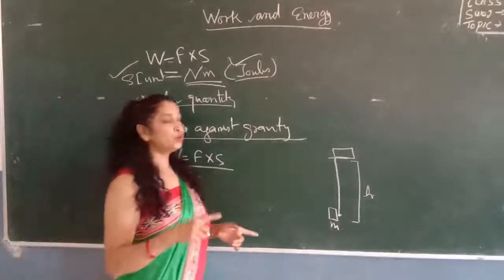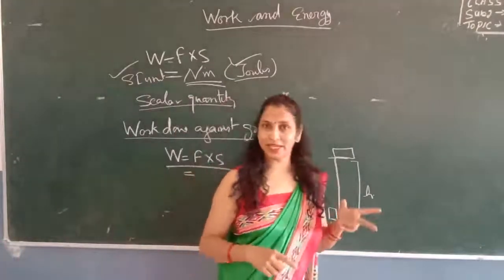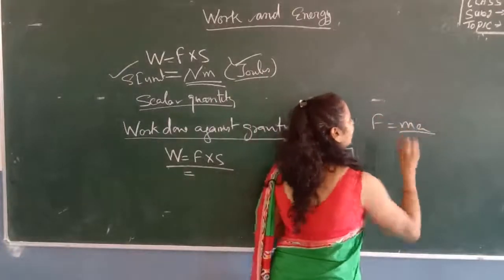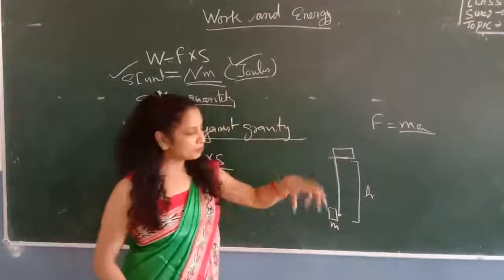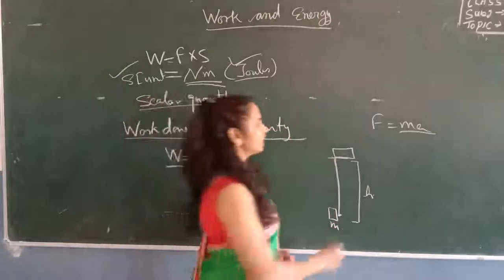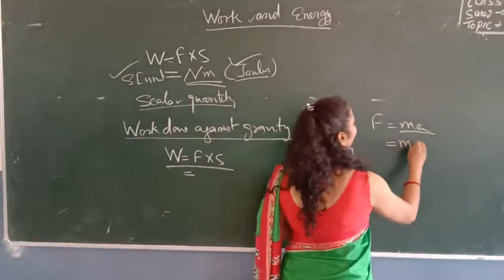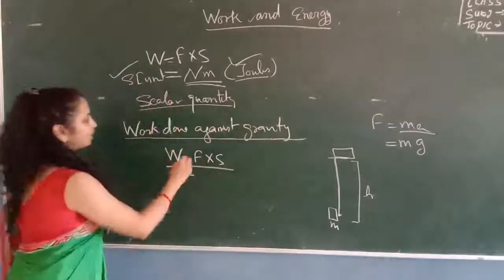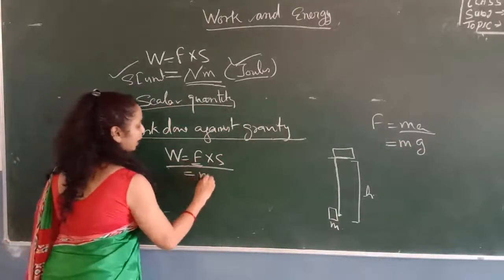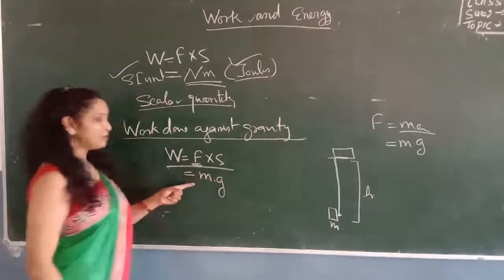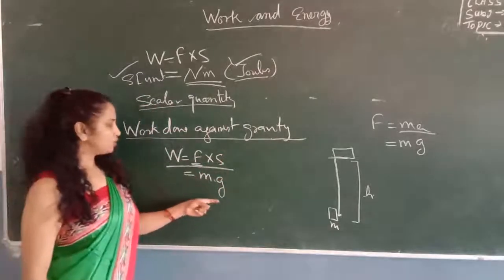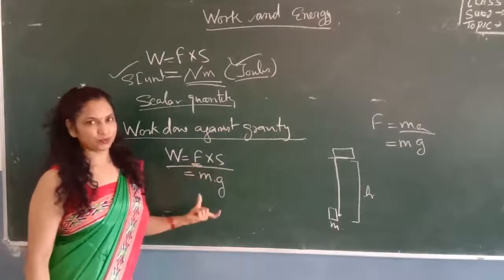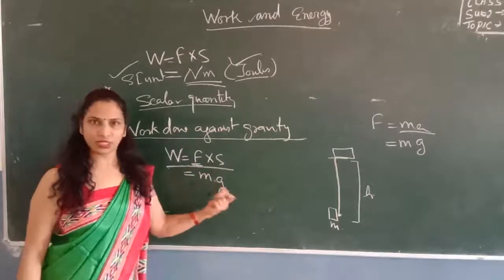Now we have to go into Newton's second law. We know that F is equal to m into a. If you move something against gravity, the acceleration will be equal to the acceleration due to gravity, that is m into g. So we can write the value of F is equal to m into g, where m is the mass of the brick and g is the acceleration due to gravity. So we are applying Newton's second law, F is equal to m into a, or m into g.